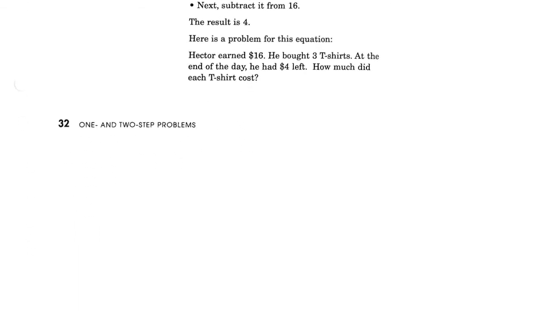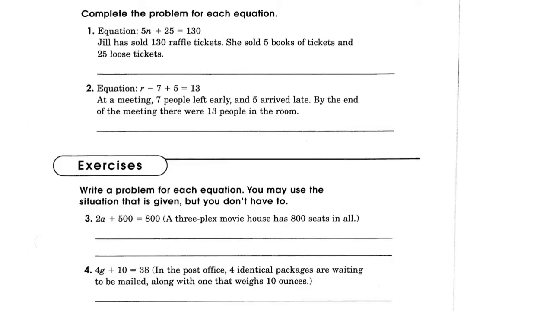All right, so for our guided practice, it says complete the problem for each equation. So we have the equation 5n plus 25 equals 130. So Jill has sold 130 raffle tickets. She sold 5 books of tickets and 25 loose tickets. We want to know how many tickets were in each book.